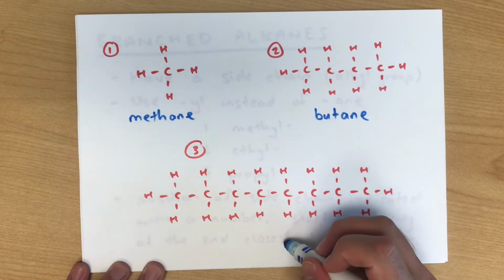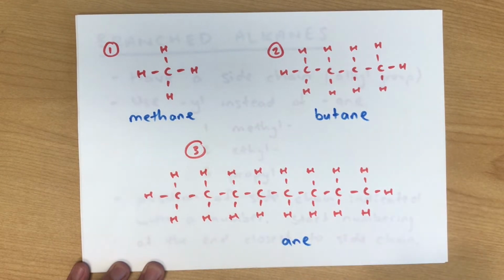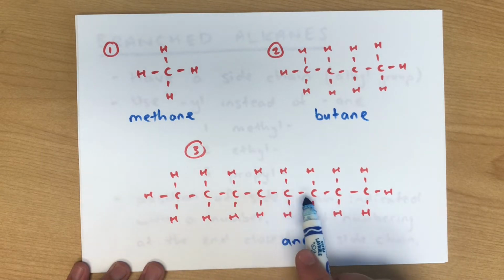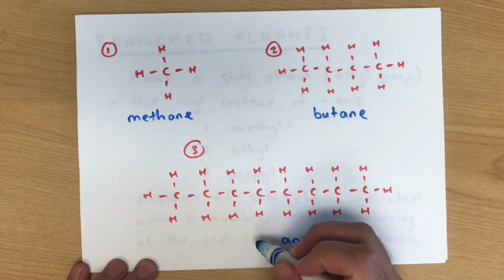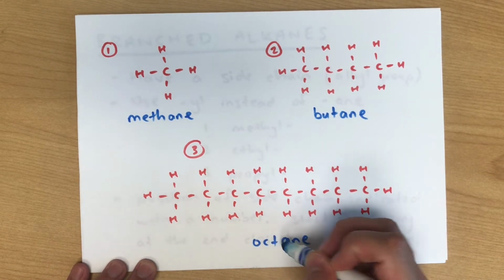On to our longest example. The suffix again is always going to be -ane because it's an alkane with only carbon-to-carbon single bonds and carbon-to-hydrogen bonds. Now we need to figure out what the prefix will be. 1, 2, 3, 4, 5, 6, 7, 8. 8 is oct, so this is going to be octane.